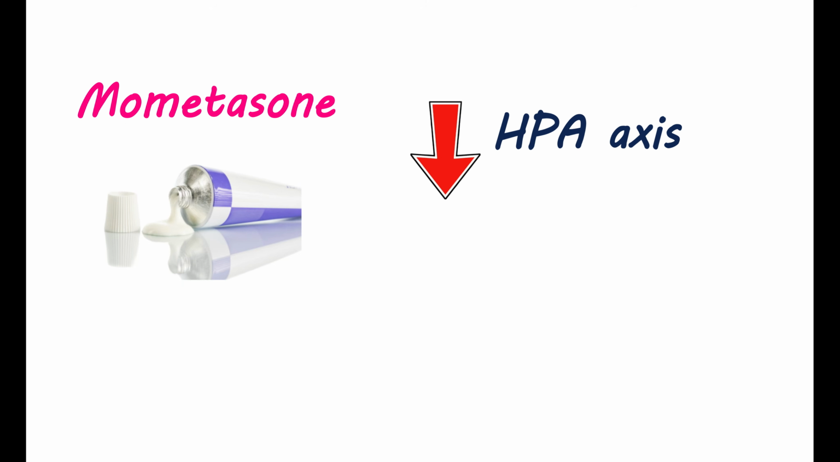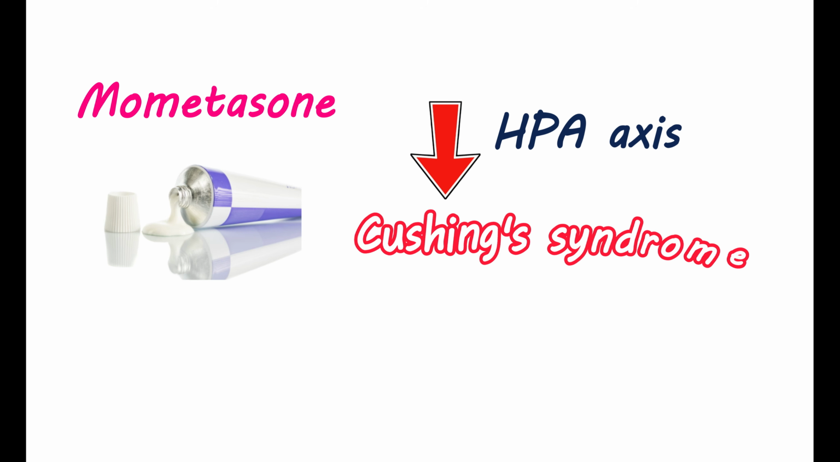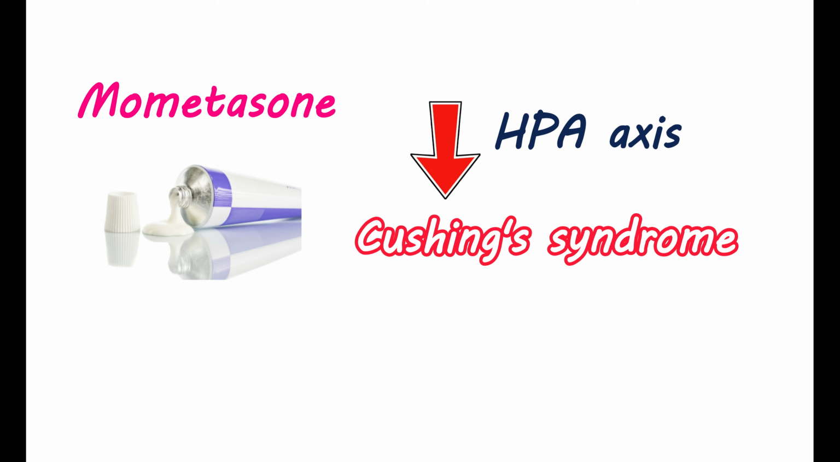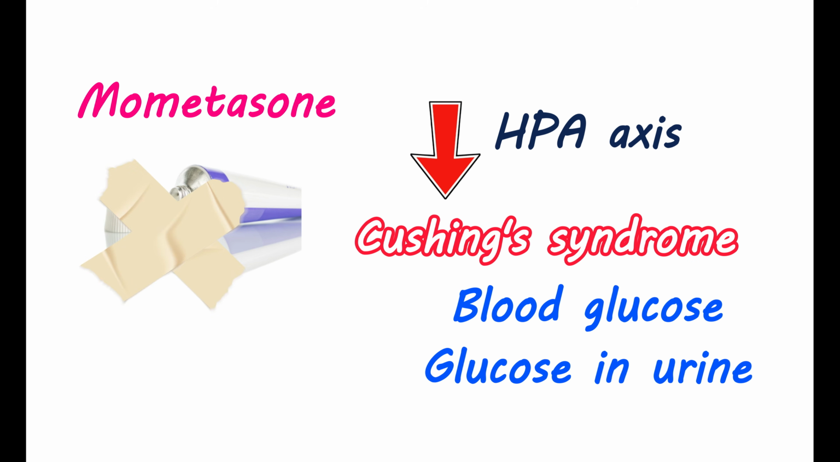Overuse of this medication may result in the suppression of the HPA axis. When it is used for longer periods greater than 2 weeks, it may have a chance of developing suppression of the HPA axis. Suppression of this axis results in the development of a few symptoms that resemble Cushing's syndrome. In this condition, blood glucose levels are elevated. Glucose is more excreted in the urine. Fat is unequally distributed, resulting in a round face.